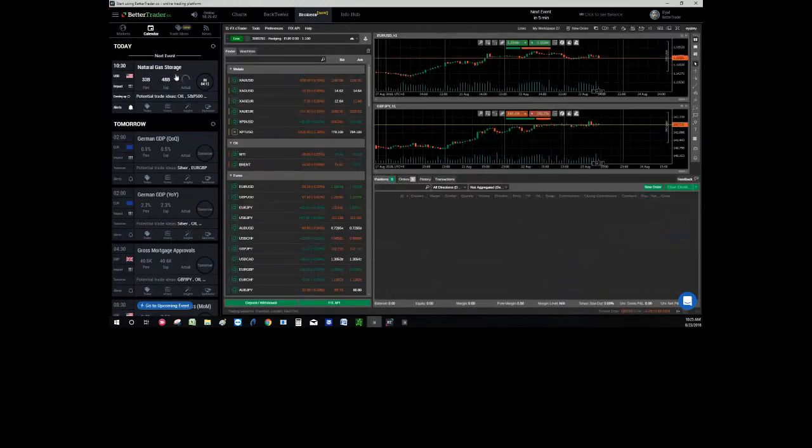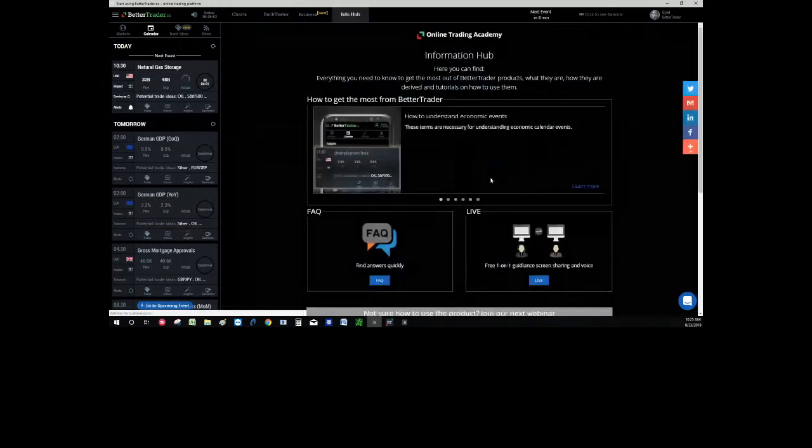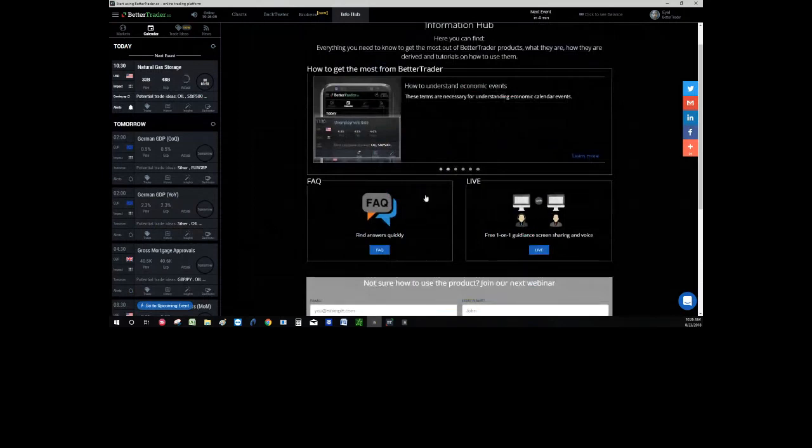Yeah, so this is the brokers tab, the BackTester you already know, charts of course you know, and Info Hub, where you can find more about how to use the software and get more guidance and things like this, even one-on-one, if you feel that it's necessary.